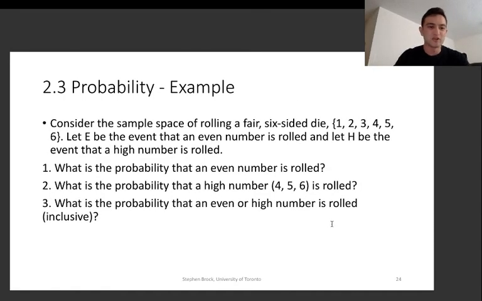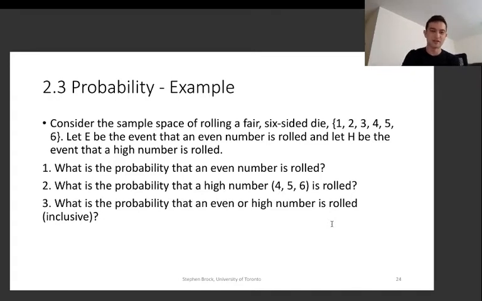So moving on to an example. Consider the sample space of rolling a fair 6-sided die, 1 to 6, and let E be the event that an even number is rolled, and let H be the event that a high number is rolled. What is the probability that an even number is rolled? What is the probability that a high number is rolled? What is the probability that an even or a high number is rolled, inclusive?